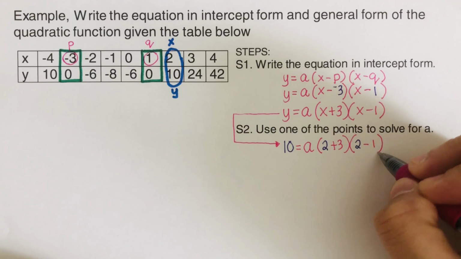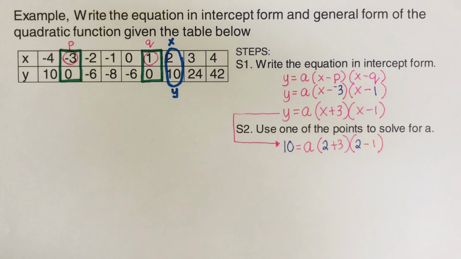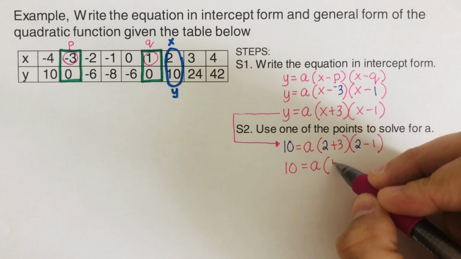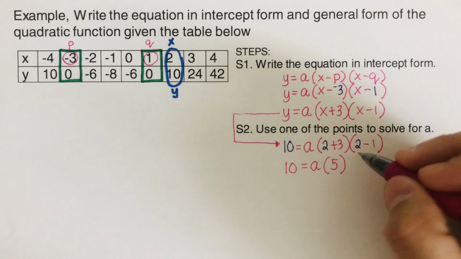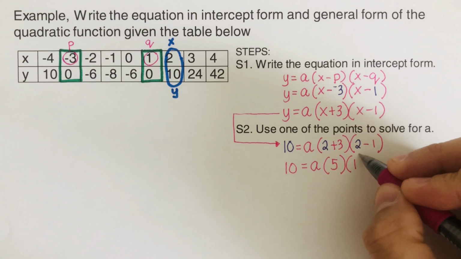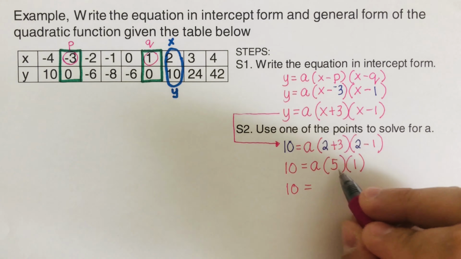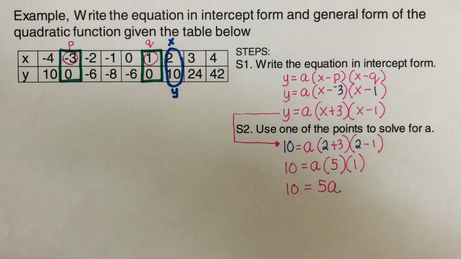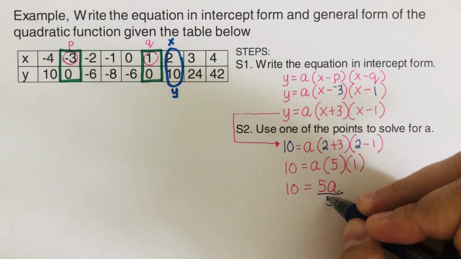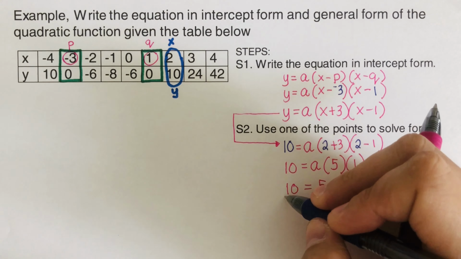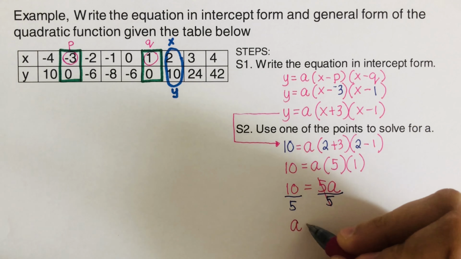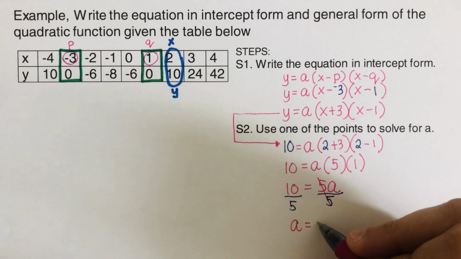Then I am going to solve for a. That's what it says here. So we simplify this: 10 is equal to a times 5, since 2 plus 3 is 5, times 2 minus 1, which is 1. So 10 is equal to 5 times 1, which is 5a. Then I divide both sides by 5, so we cross the 5 out. So our a is 10 divided by 5, which is 2.